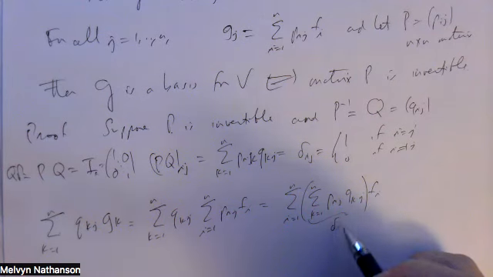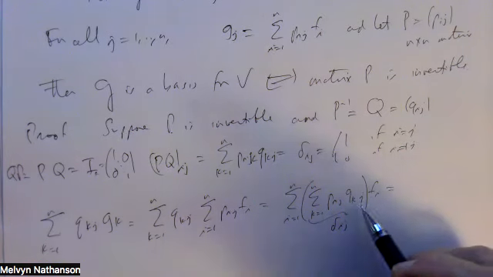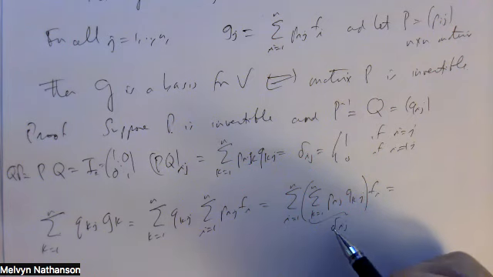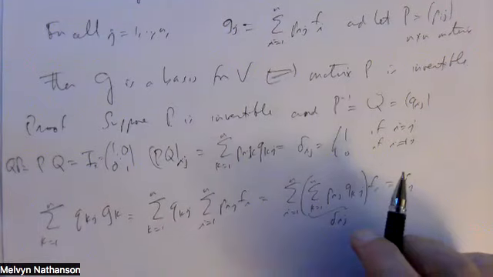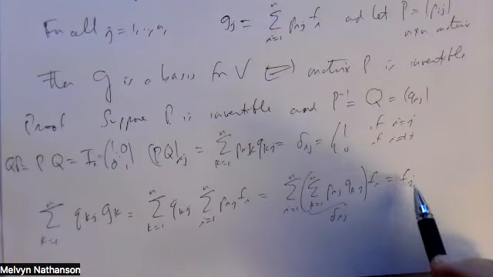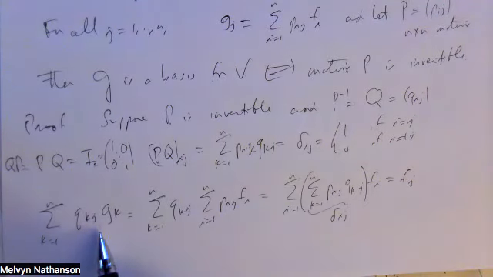This is exactly delta ij. This is 0 unless i is equal to j. So when i is different from j, I get 0, and when i equals j, I get 1. This is f sub j. So every f_j is a linear combination of these n vectors, g_1 up to g_n.